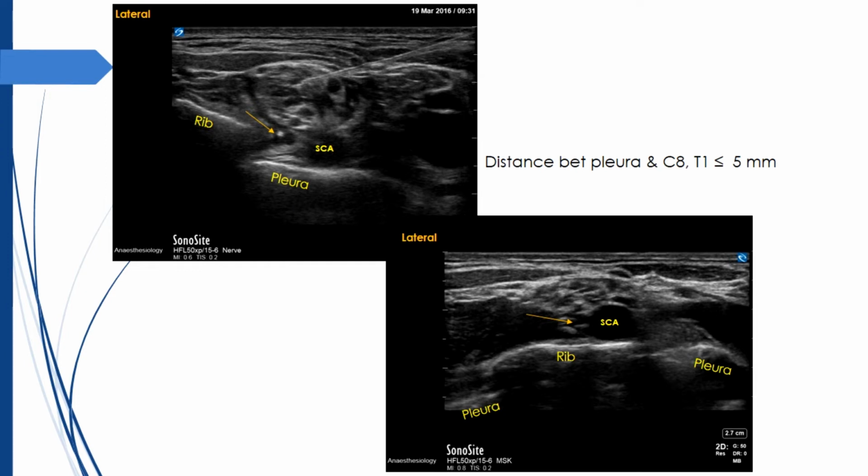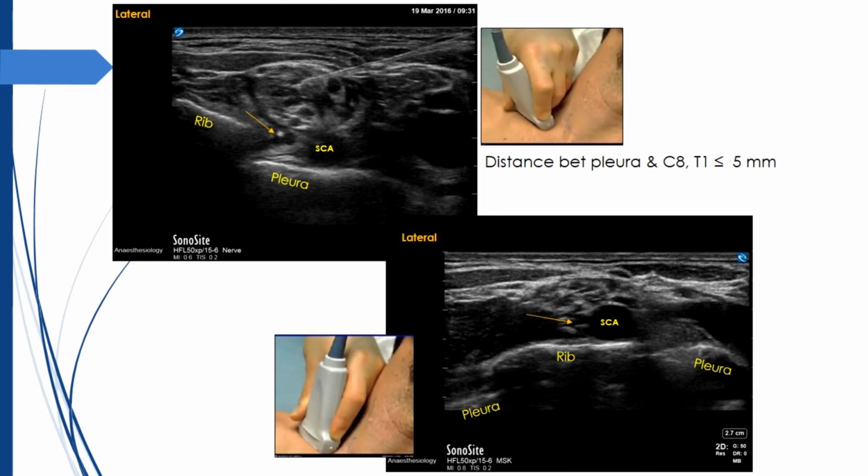And suppose we are using an in-plane needling from lateral to medial, targeting the corner pocket, and our needle goes slightly deeper, then there's a high chance of injuring the pleura. While in the second image, we can see that the subclavian artery and the entire brachial plexus are actually resting over the first rib. So now we get an additional barrier, the rib, to lie between the corner pocket and the pleura. Now, how can we get this visualization? By gently tilting the probe in this direction, we can get the plexus to lie entirely over the first rib.